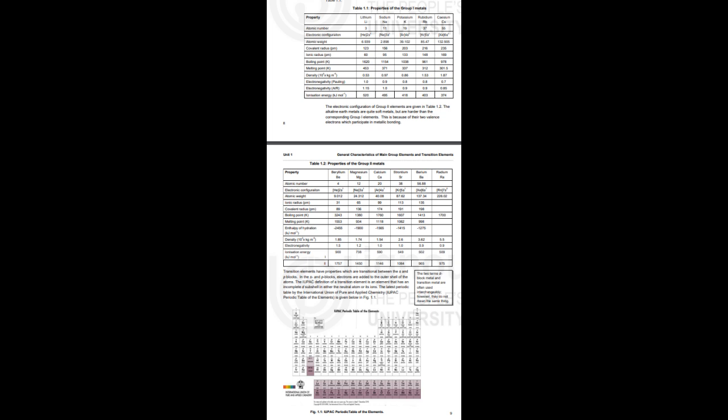The IUPAC definition of a transition element is an element that has an incomplete d subshell in either the neutral atom or its ions. The latest periodic table by the International Union of Pure and Applied Chemistry, IUPAC, periodic table of the elements, is given below in Fig. 1.1. Look at the screen. Fig. 1.1, IUPAC periodic table of the elements.